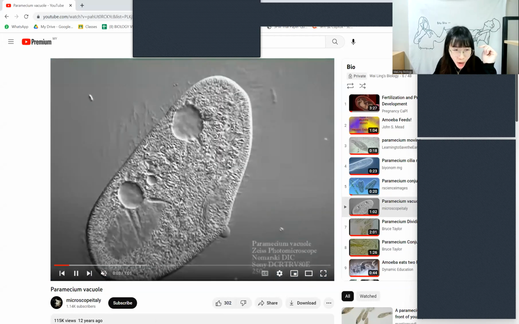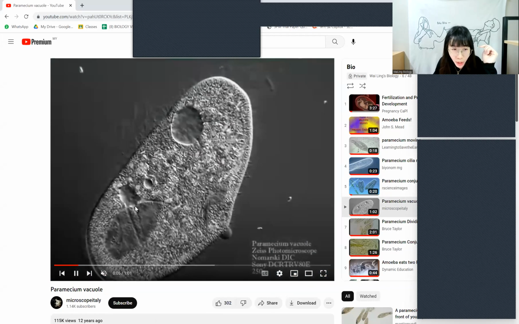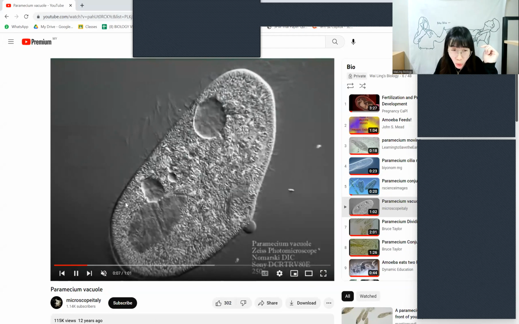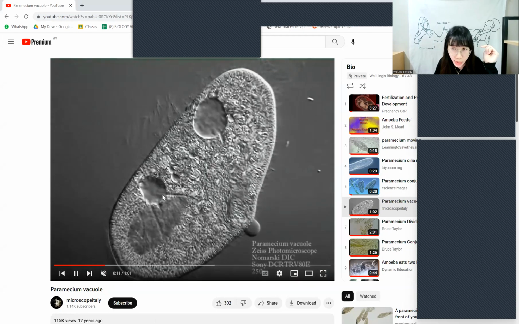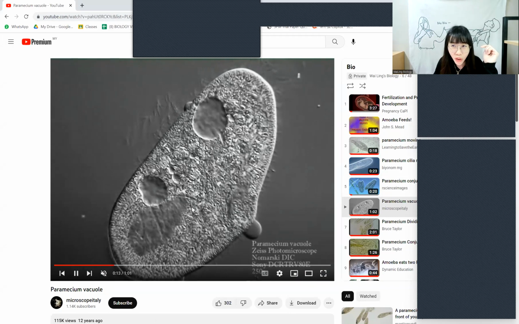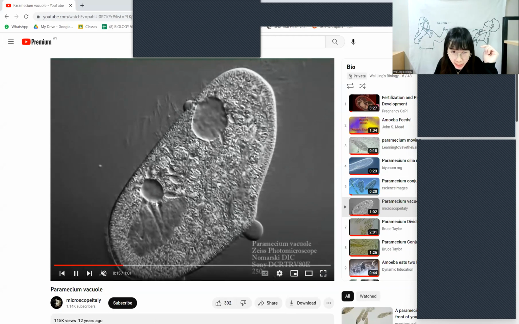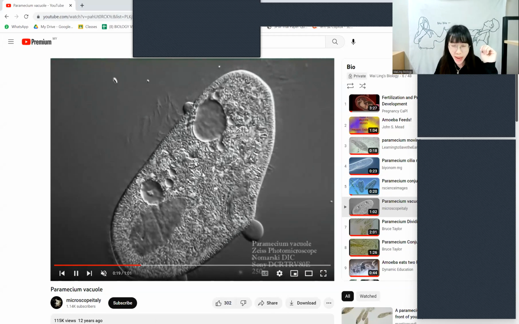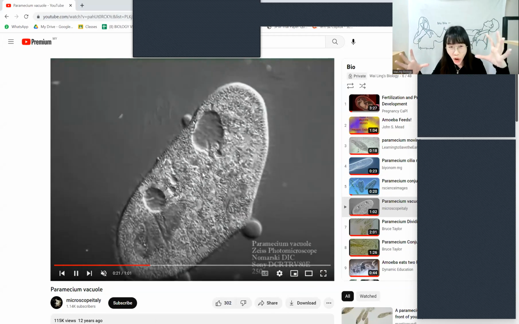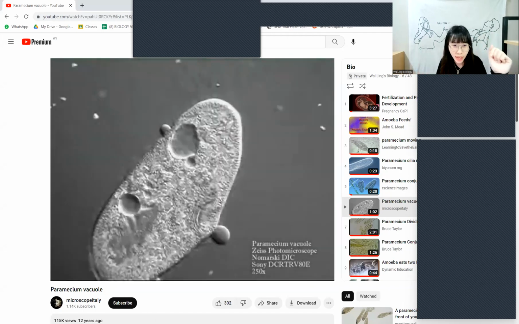Okay, and then we have the contractile vacuole. Look at this part. This is the contractile vacuole of the paramecium species. Look at the vacuole. Can you see? When water diffuses in to the maximum size, it will contract and expel water out. So water goes in to the maximum size, and they will contract and expel water out.